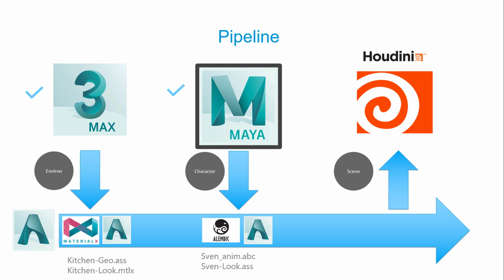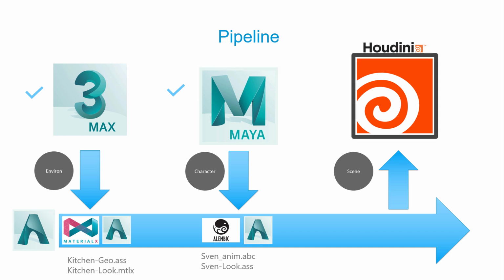What we have done with Maya now is export a character into an Alembic file. We've taken all of the looks and the variants that we made for those looks and exported that to an arnold.as file. Next, let's head over to Houdini. We're going to be importing both the kitchen scene and the character into Houdini and start putting them together.